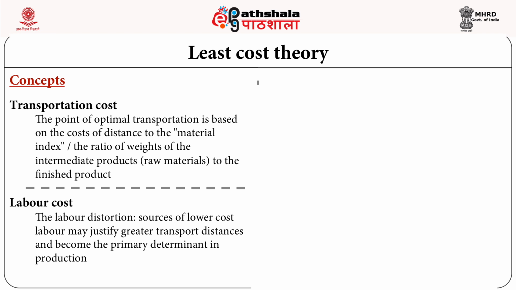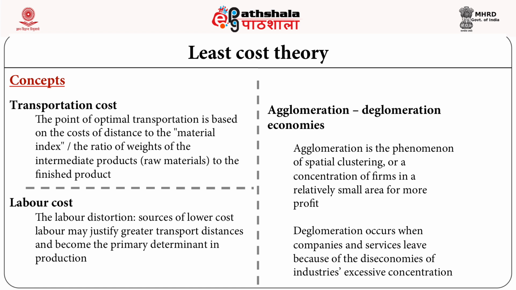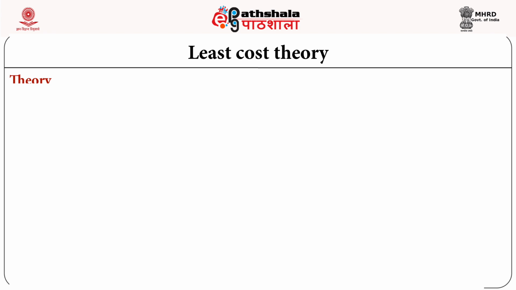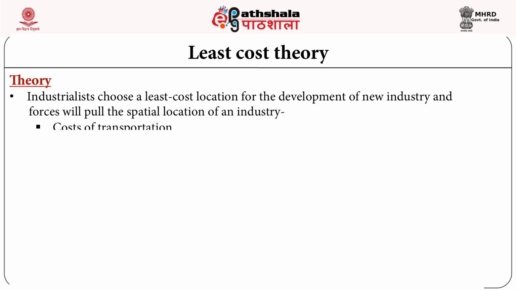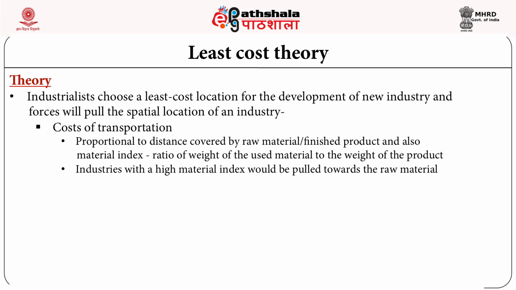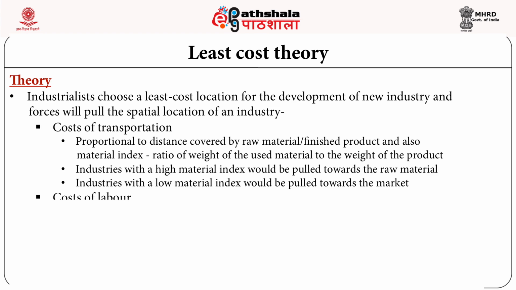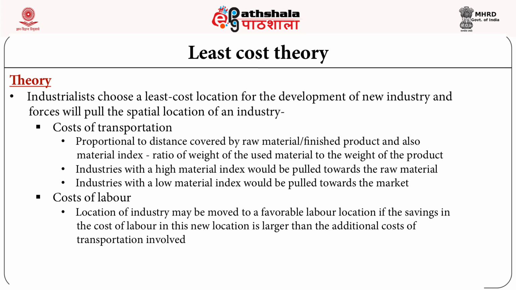Regarding agglomeration and deglomeration economies, agglomeration is the phenomenon of spatial clustering, or a concentration of firms in a relatively small area for more profit and more shared benefits. Deglomeration occurs when companies and services leave because of the diseconomies of scale and because of the excessive concentration of industries. Now, this least cost theory said that industrialists chose a least cost location for the development of new industry, and the forces which determine the spatial location of an industry are, as I said earlier, the costs of transportation, costs of labor, and the agglomeration and deglomeration tendencies.